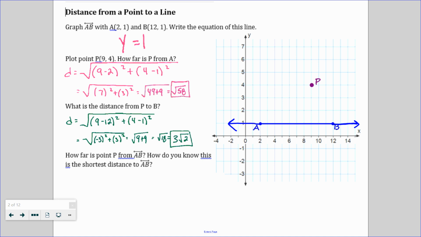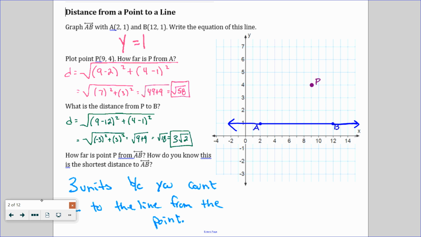So if I were to ask you, how far is point P from line AB, how do we know to figure out exactly how far it is? Because the distance from P to A was different from the distance from P to B. So how do we know how far P is away from AB? What's the shortest distance? Well, the shortest distance between 2 points is a straight line, not a line that's at a certain angle.